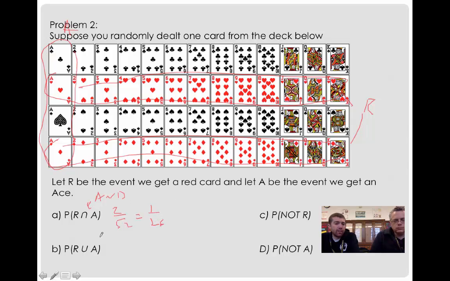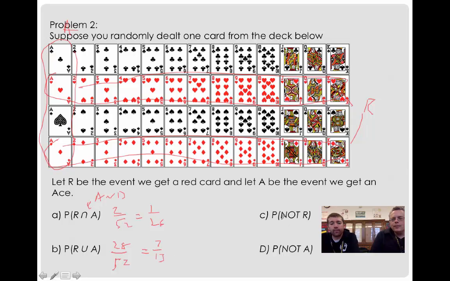Okay. Union. So we have 13 hearts and 13 diamonds. So that's 26 plus the 2 black aces. We don't want to double count these that have been circled twice. So it'd be 28 out of 52. And if you divide by 4, that would be 7 out of 13.